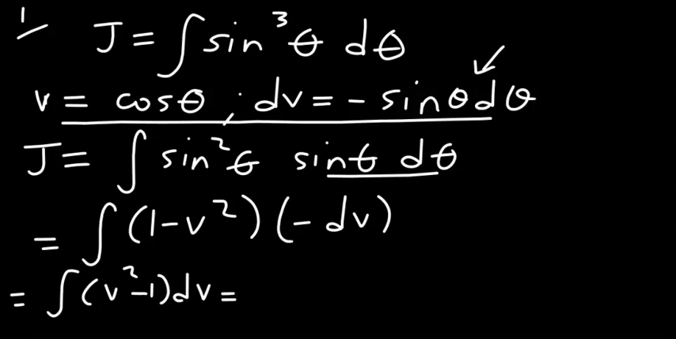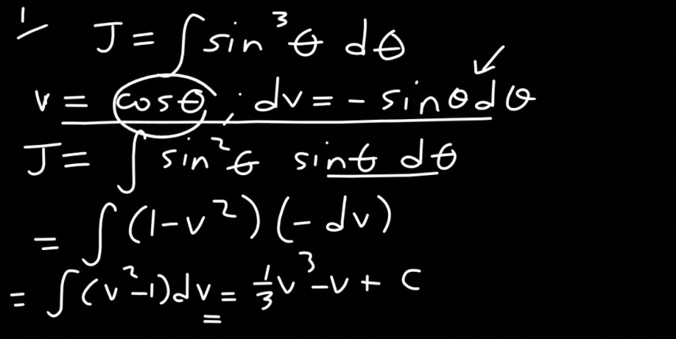And we know how to solve this. It is just 1/3 v cubed minus v plus an integration constant. Since v is cosine theta, rewriting this result in terms of cosine, you get 1/3 cosine cubed theta minus cosine theta plus integration constant. And this is the final result.